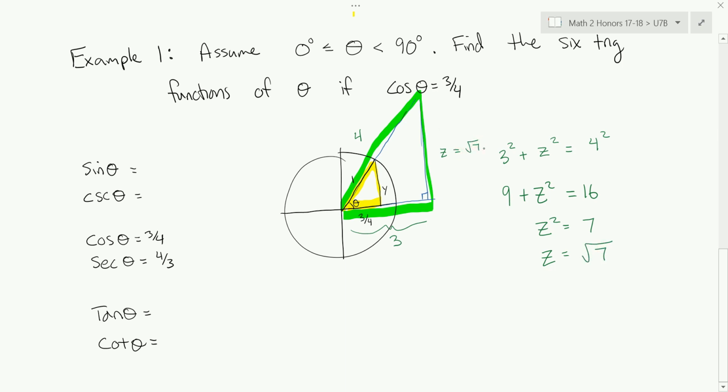So to scale out, we multiply by 4. How do we scale back? Divide by 4. And we're really after what y is, because y is the sine of theta. So if we divide root 7 by 4, we get y. So y is going to be the square root of 7 divided by 4. And now we have the sine. The square root of 7 divided by 4.